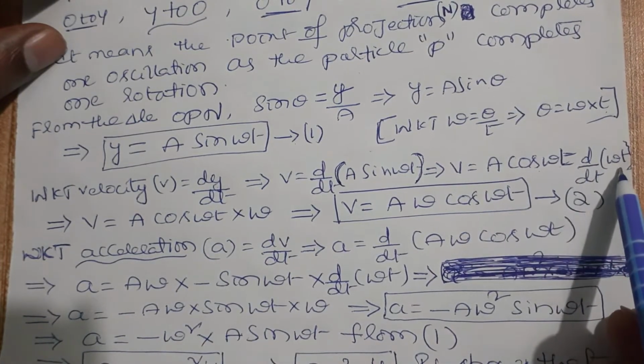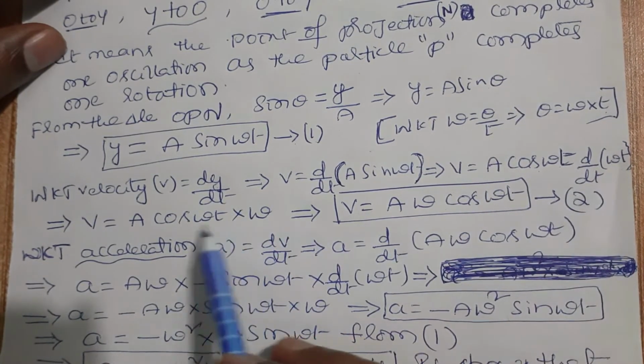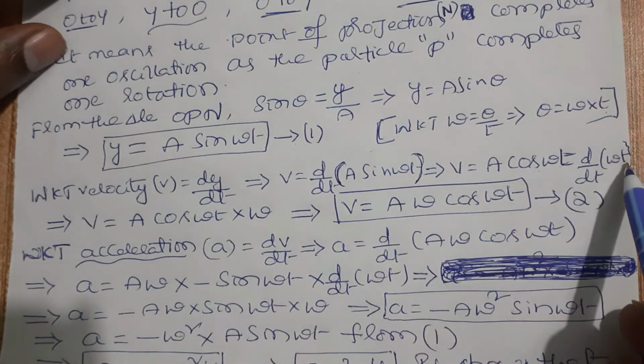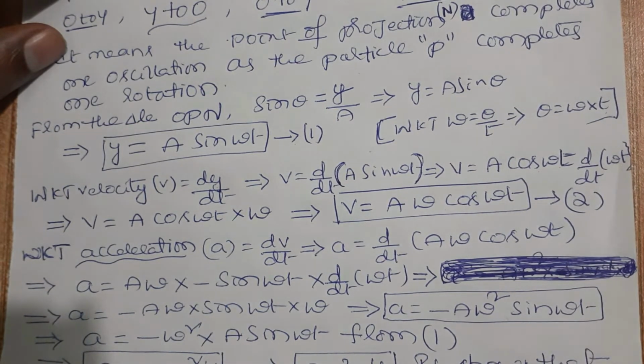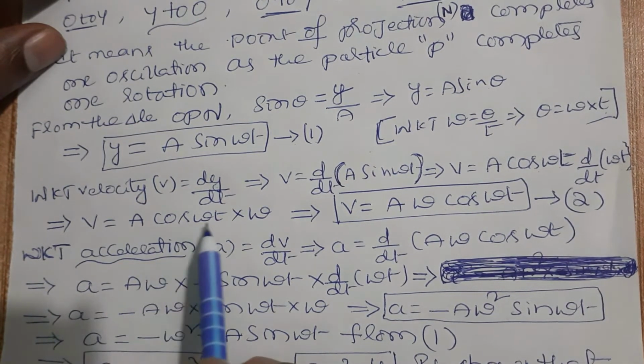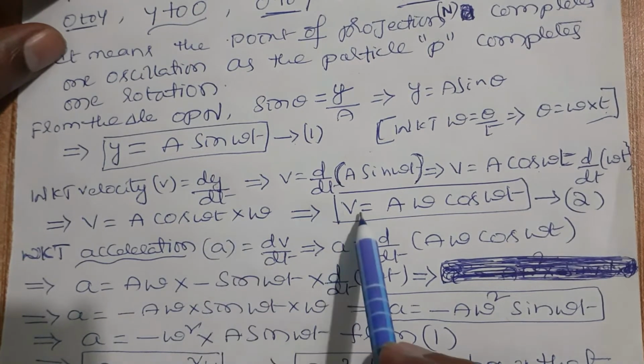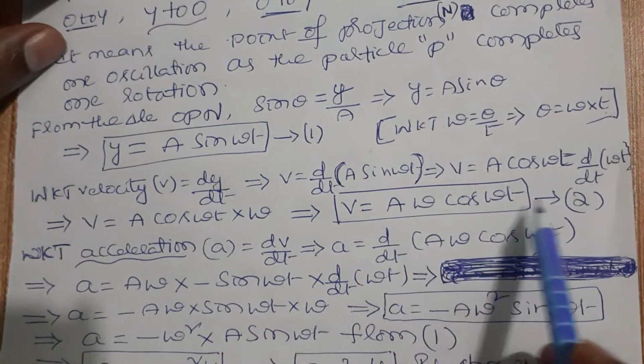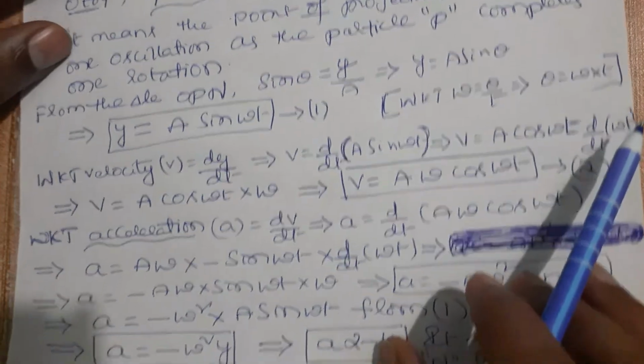d by dt of omega t means only omega, since d by dt of t is 1. So v equals a cos omega t into omega, or v equals a omega cos omega t. This is equation number 2.